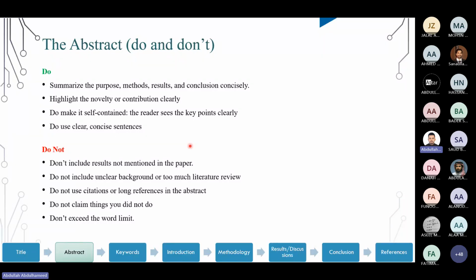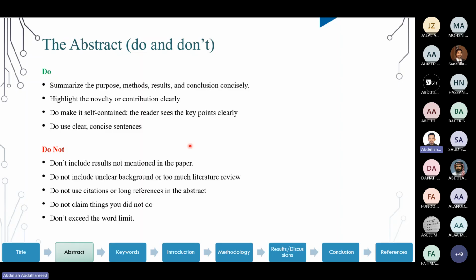Now, what are the things that you should avoid in the abstract? Number 1, do not include results not mentioned in the paper, and I also mentioned that. Anything that is not in your paper, do not put it in the abstract. Do not include a long background or too much literature review. This is also a very important point, because some people write maybe 3 to 4 sentences about the previous studies. Make the abstract all about your research, about your work. Yes, you need a literature review, maybe 1 or 2 sentences. That's all. So do not overuse the background.